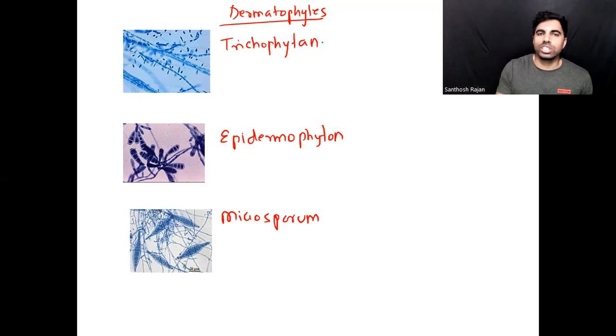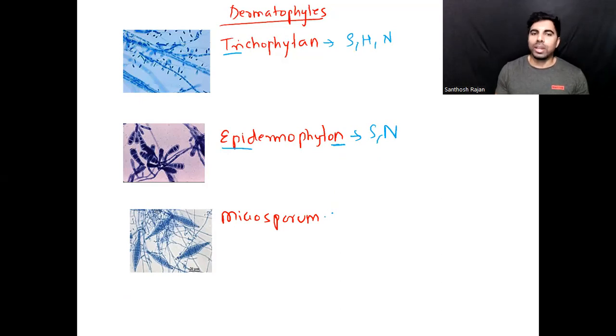Trichophyton: tri means three, so it affects skin, hair and nail, everything. But Epidermophyton affects skin and nail. Epidermis means skin, and the N in phyton is there, so skin and nail. But for Microsporum, skin is always there, and micro means hair, so hair and skin. Finished. Now how to remember Trichophyton? The macroconidia, whatever the macro is seen, are called what? Pencil.